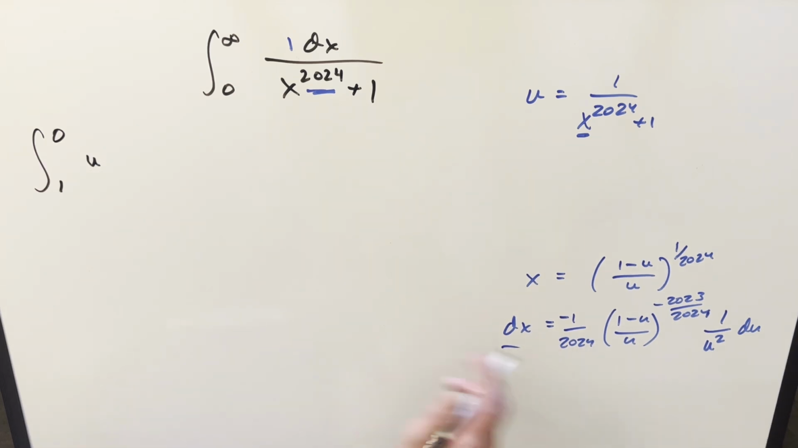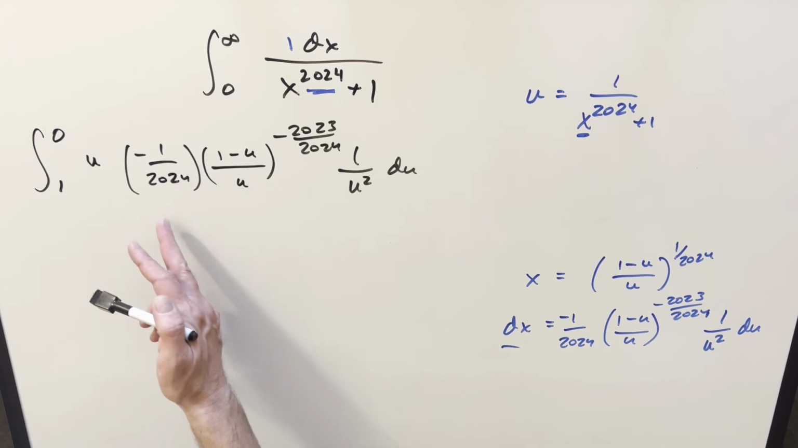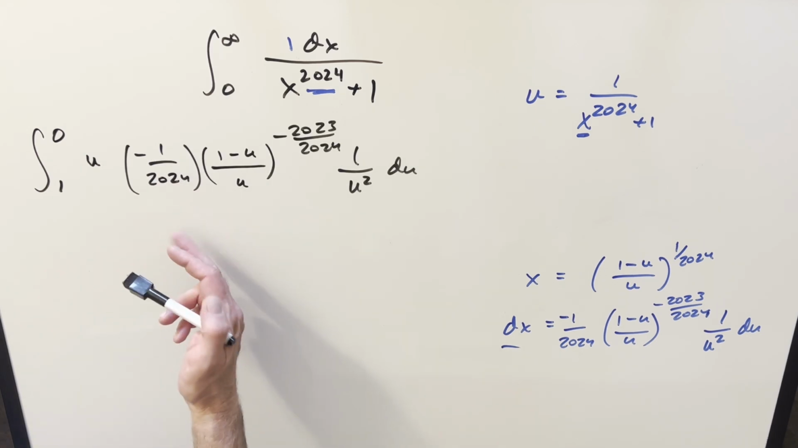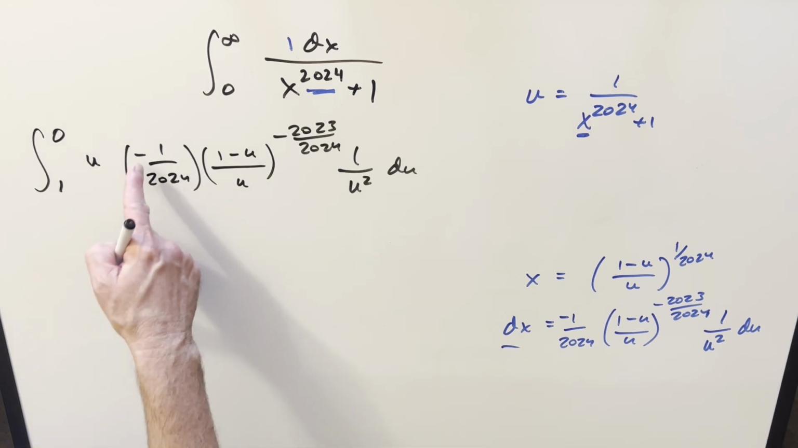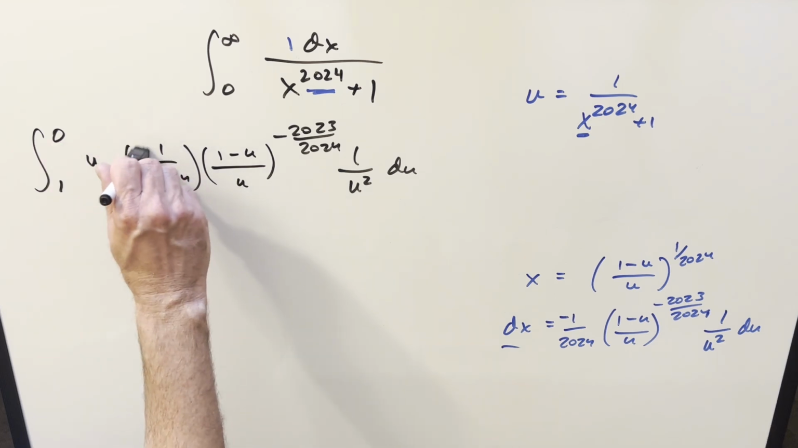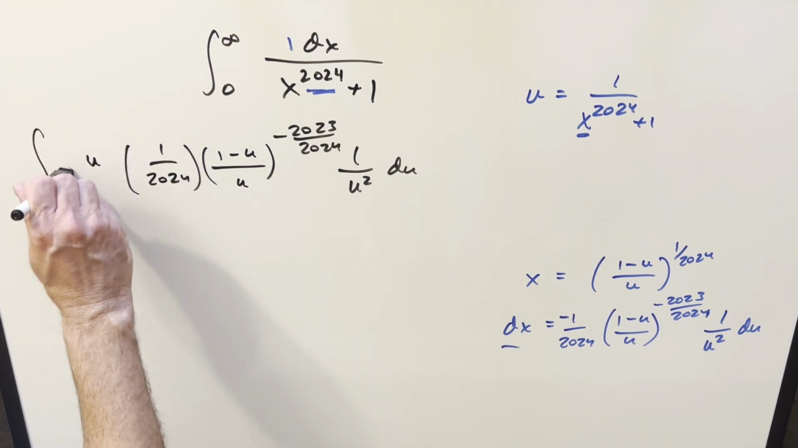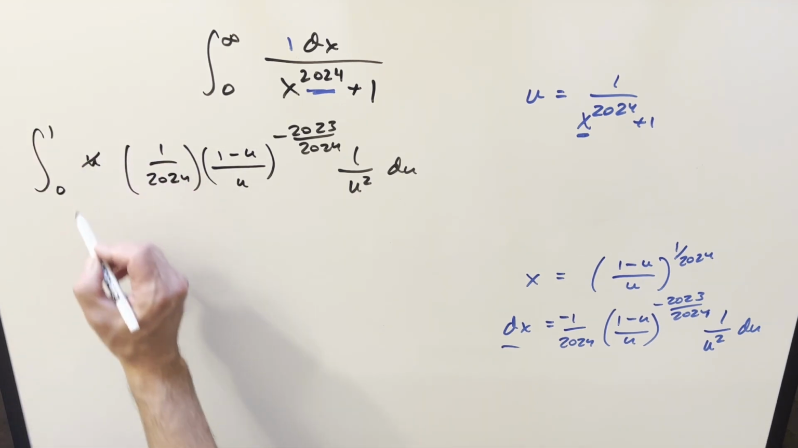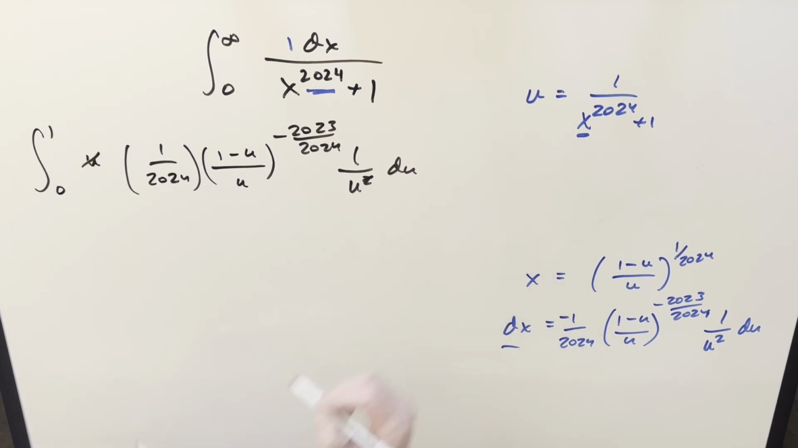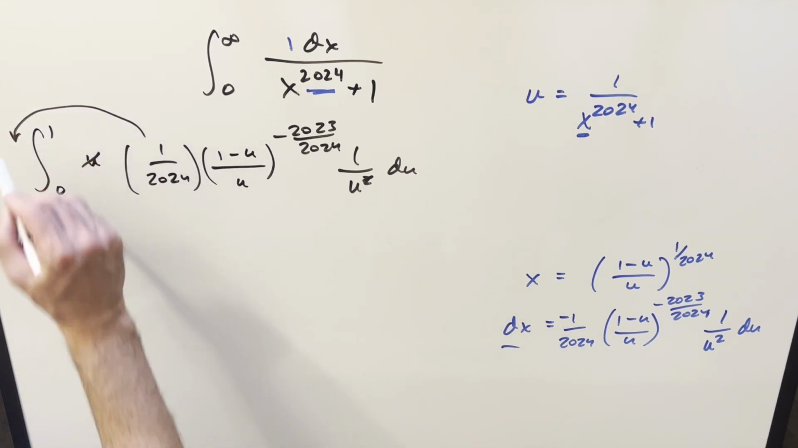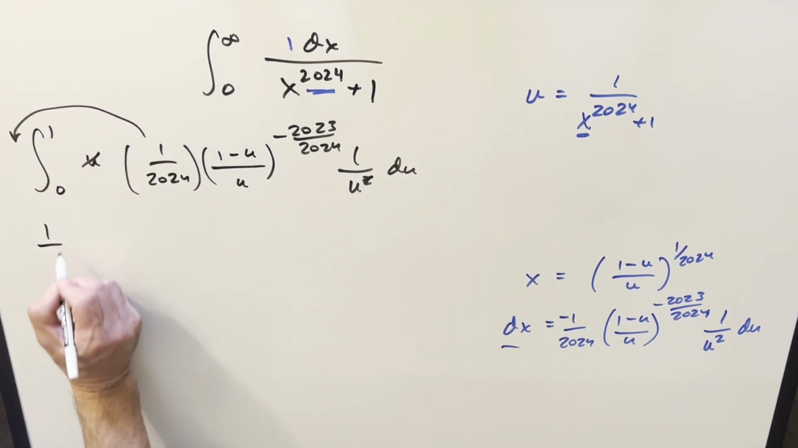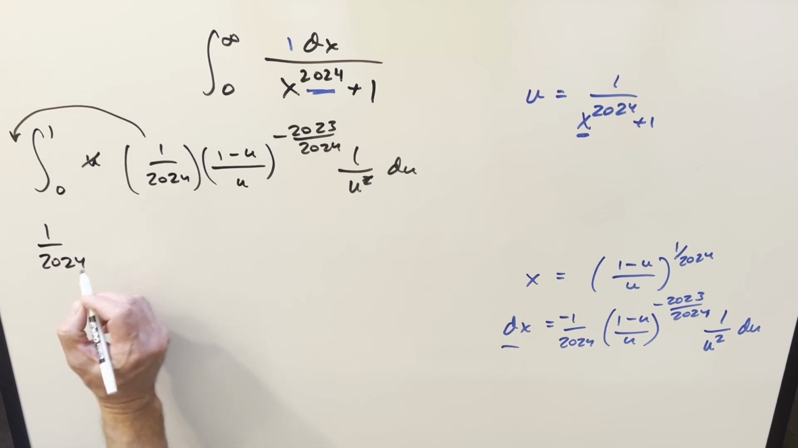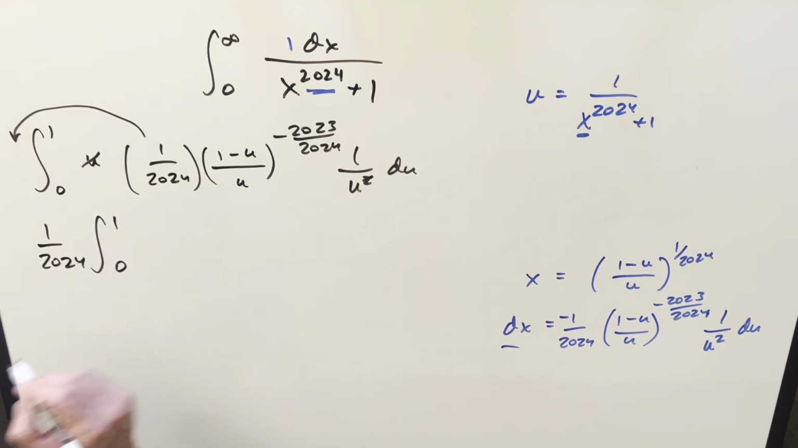So let me just copy all this stuff in here. And now at this point, this looks like kind of a mess, but we've got a lot of simplification that we can do. First of all, I could take the minus sign and use it to flip the bounds, so we can get this going from 0 to 1. I can cancel this u with one of these here. This part's a constant that we can bring up front of the integral, so when we rewrite, let's see how it goes. We're going to have 1 over 2024 in front. Now we're integrating 0 to 1.